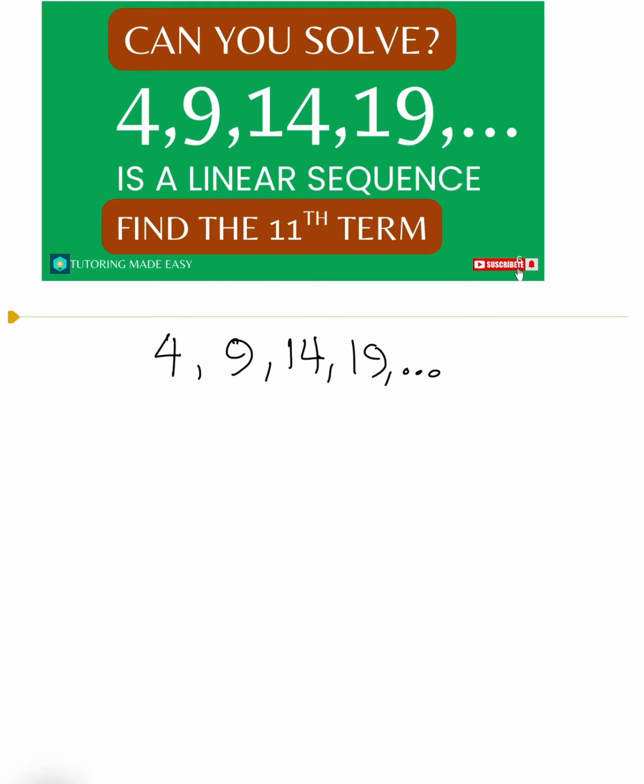So we can say this is the first term, this is the second term, our third term, fourth term, but they want us to find what? The 11th term. The 11th term, we don't know. That's what we're going to look for.